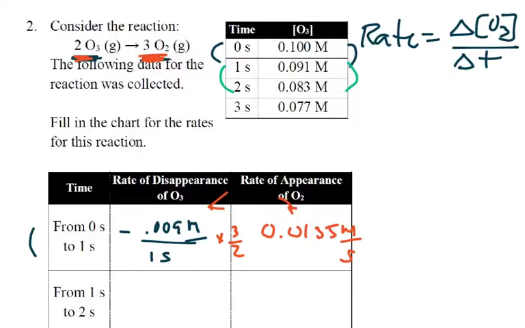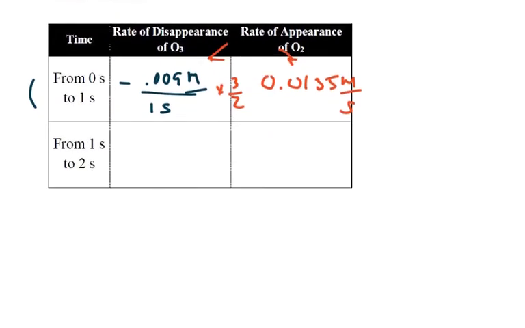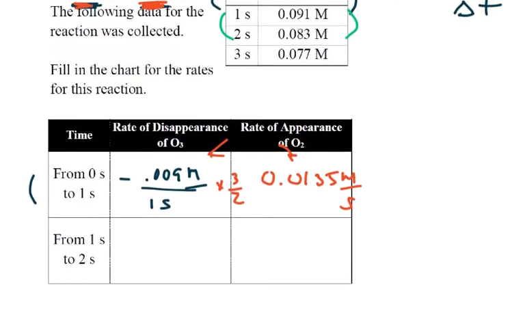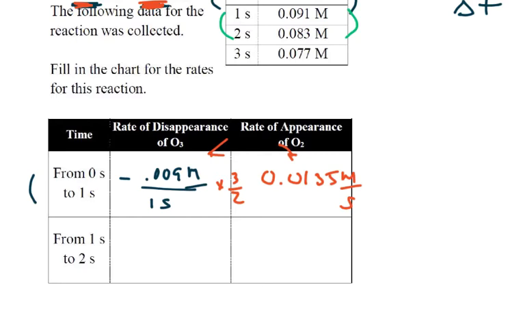From the 1 to 2. Okay, so for the first one here, our oxygen, our O3, that's what we actually have data for. So for O3, oops, I covered it up. Okay, 0.083 minus 0.091, all over 1 second. So my rate comes out to be 0.008 over 1 second, so moles per liter per second, 0.008. So my first time was 0.009, now it's 0.008.